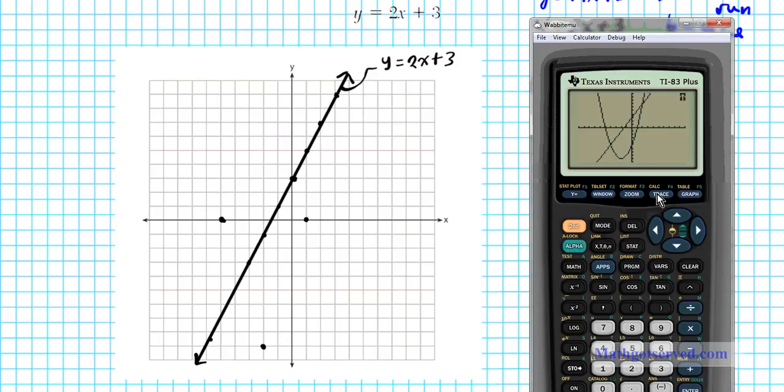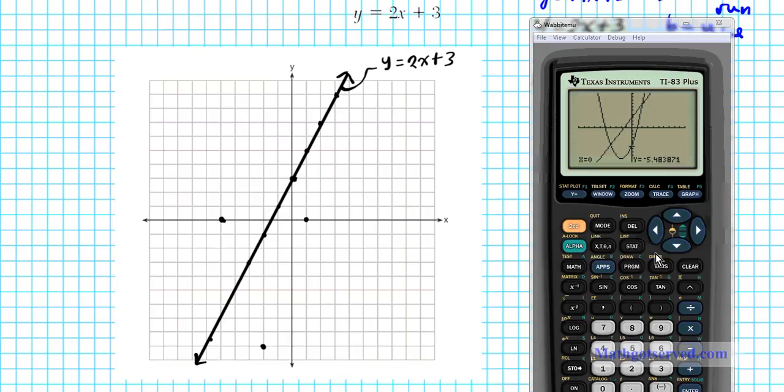We're going to calculate, second function calculate, intersect, option number 5. It's going to ask you for the first curve and then the second curve. The reason it does that is because you could have more than 2 curves here, but we have only 2, so there you have it.